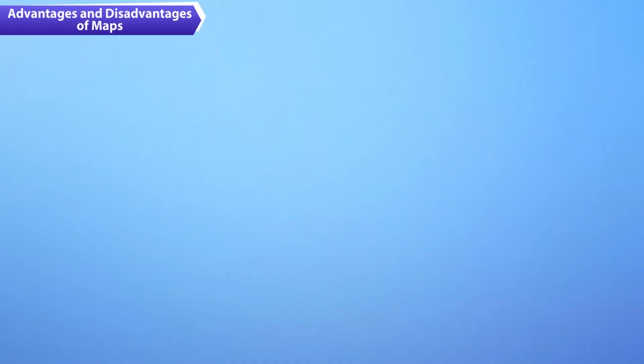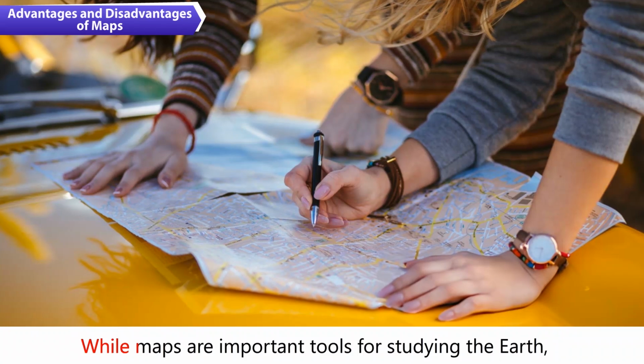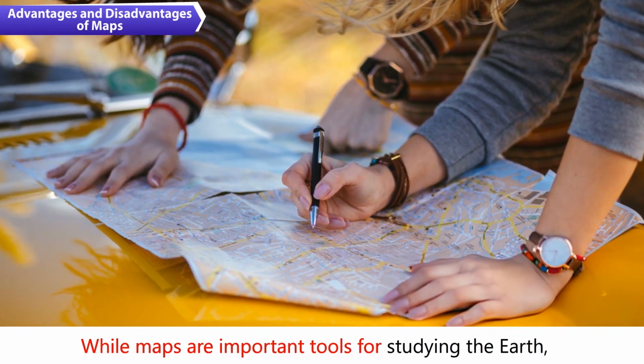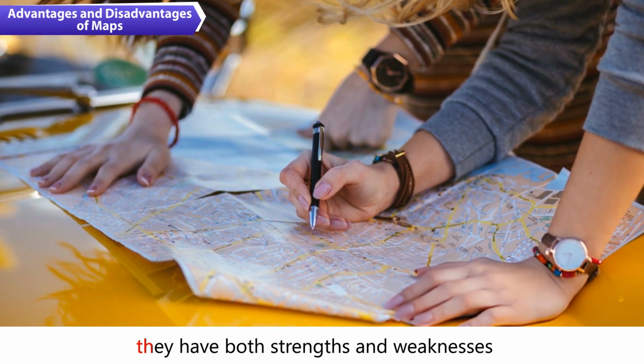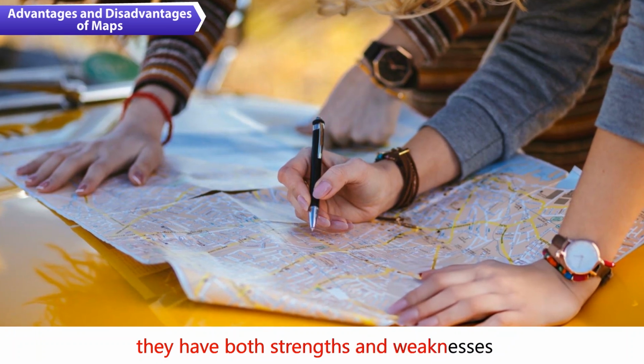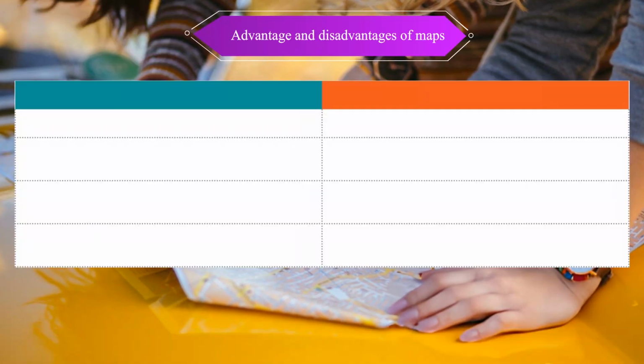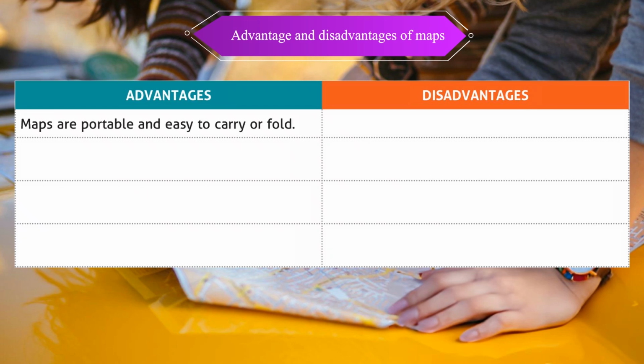Advantages and disadvantages of maps. While maps are important tools for studying the Earth, they have both strengths and weaknesses. Advantages. Disadvantages. Maps are portable and easy to carry or fold. Maps cannot show the exact shape of the Earth.